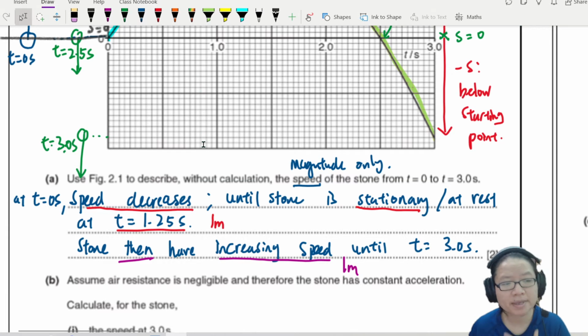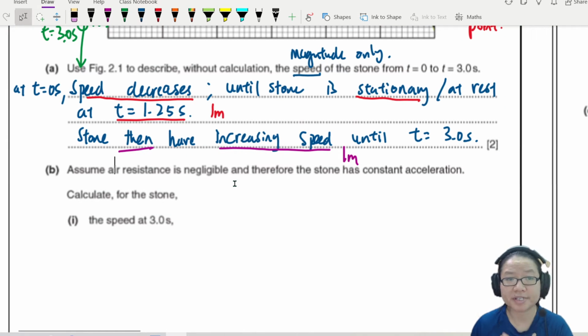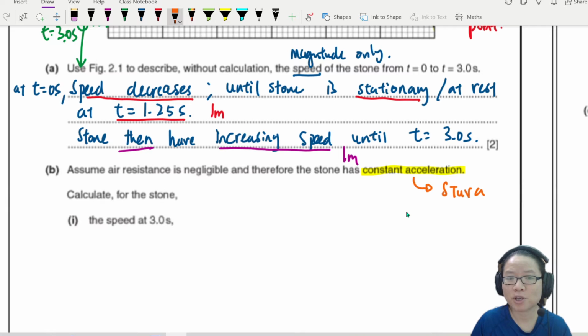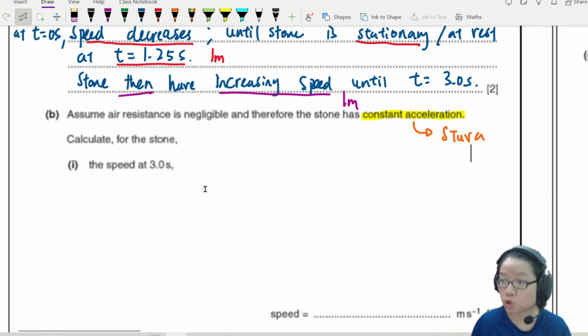Okay, moving on. B, assume air resistance is negligible. Therefore, the stone has constant acceleration. So again, you see the keyword constant acceleration. Yay! We can use our SUVAT equations. Okay, so we have to list down. Calculate for the stone the speed at 3 seconds.